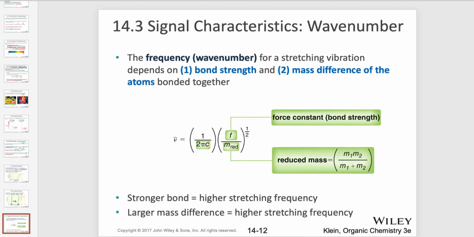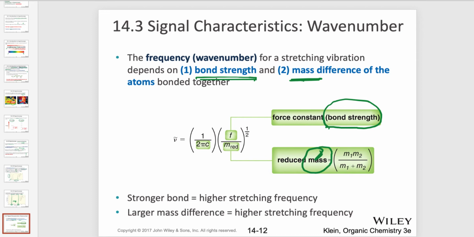Okay, a little bit of theory. Here's a complicated equation. Don't worry, you will not have to do any calculations. But we have to pay attention to bond strength and then also the mass of the two atoms involved in a bond. And we see these two components reflected again in that equation. All we need to understand is that they play an important role. So how strong the bond is, and then what the mass is of the atoms that are involved.